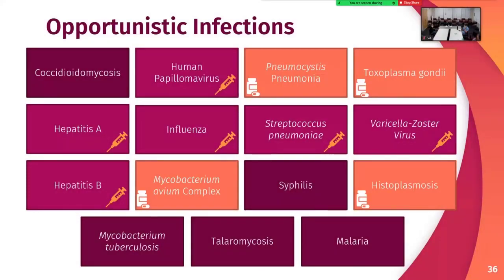So as you can see from the slide, there are many different opportunistic infections that our patients with HIV are at risk for. The ones denoted with the syringes are opportunistic infections that we can prevent by vaccination, like human papillomavirus, hepatitis A or B, and influenza. And the ones with the pill bottles are ones that we can prophylax or treat.